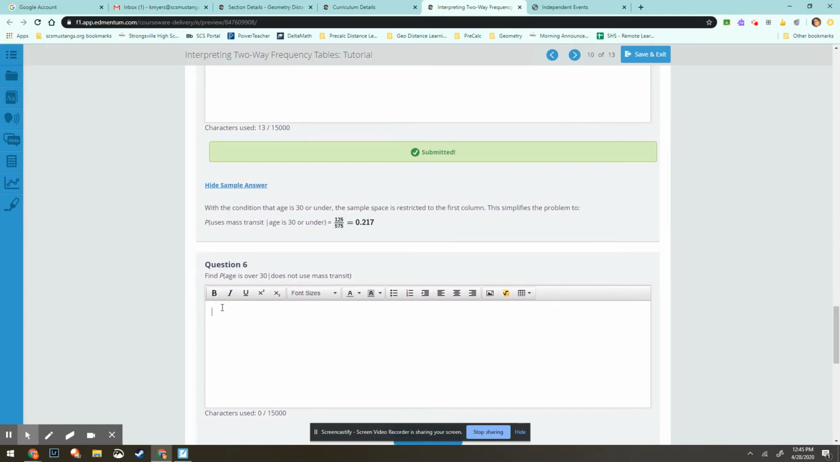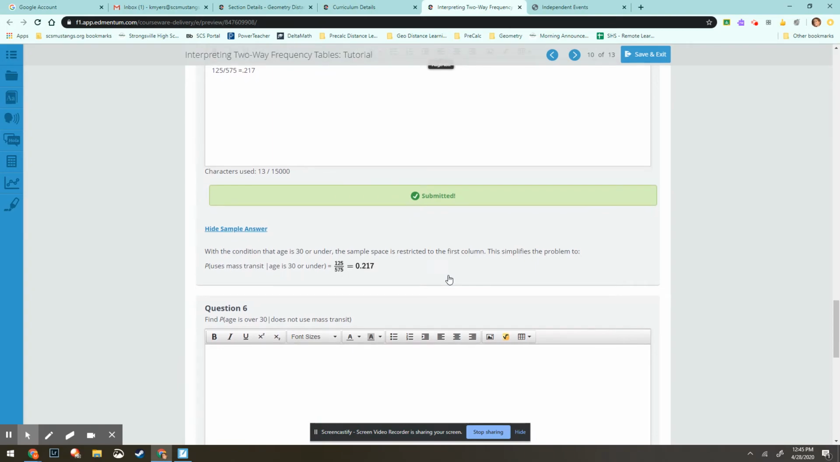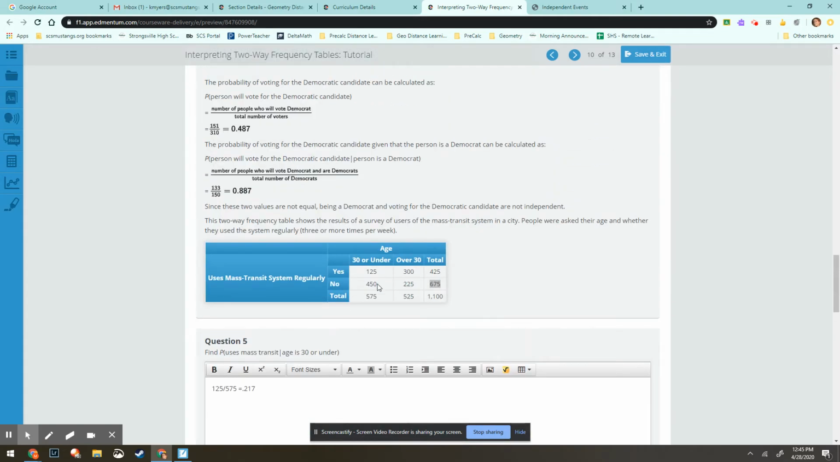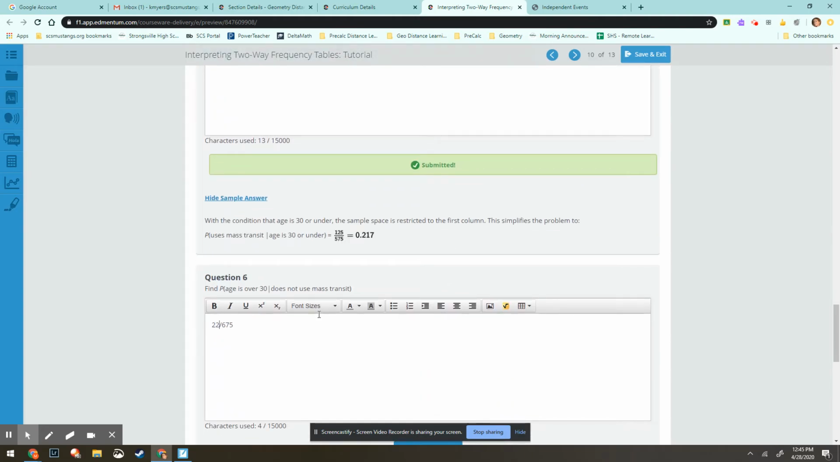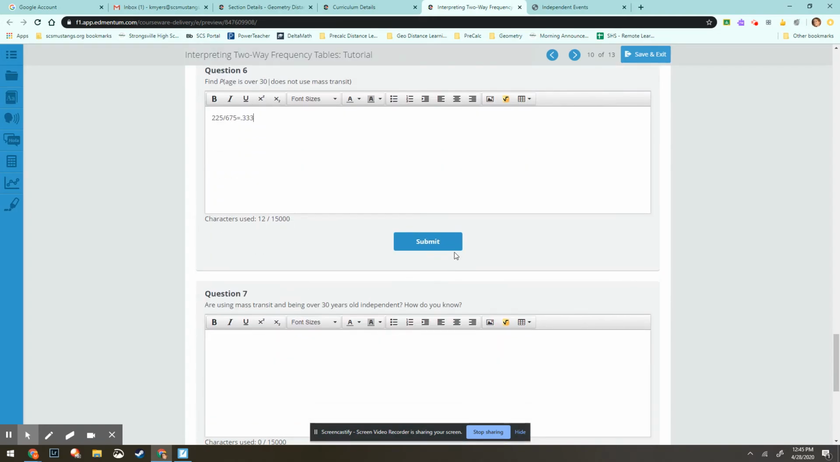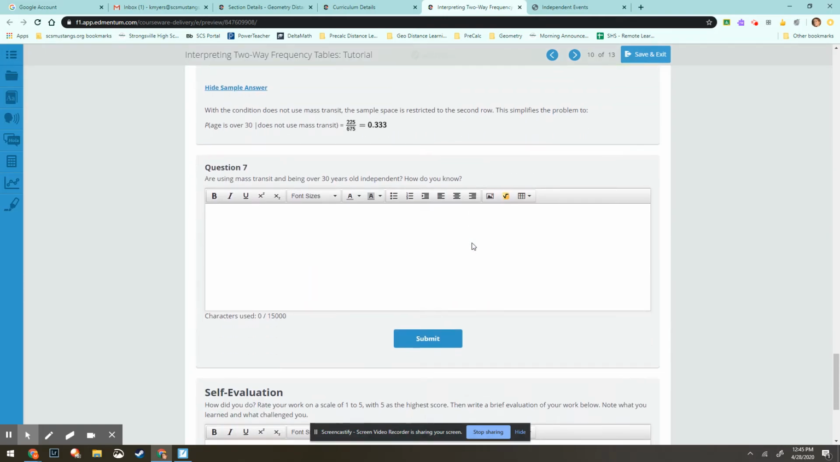For number 6, the probability that your age is over 30 given that you do not use mass transit. Not using mass transit, there's my sample space, 675. That's my denominator. Then we want to see of those 675, how many are over 30? That's 225. Again, we work that out: 225 divided by 675 is 0.333. So if you don't use mass transit, you've got a 33% chance of being over 30.